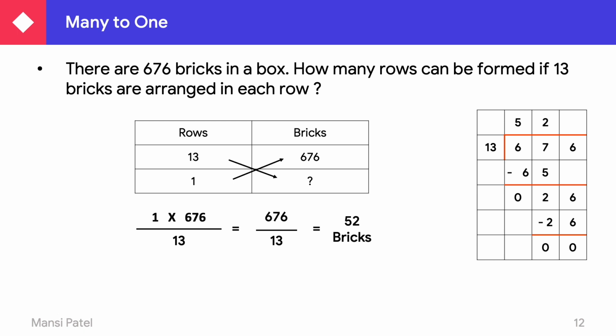So what is the answer? 52. And the unit of our answer is bricks. That's why you have to write down 52 bricks. Therefore, 52 rows can be formed.